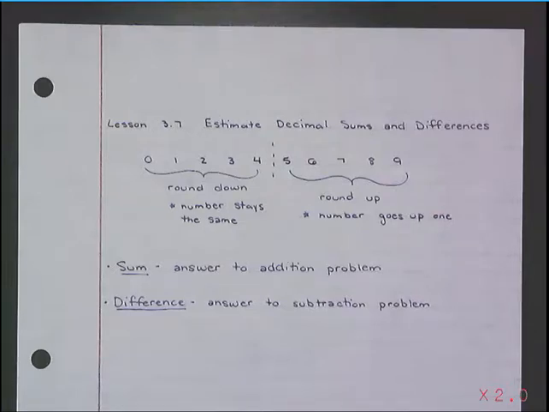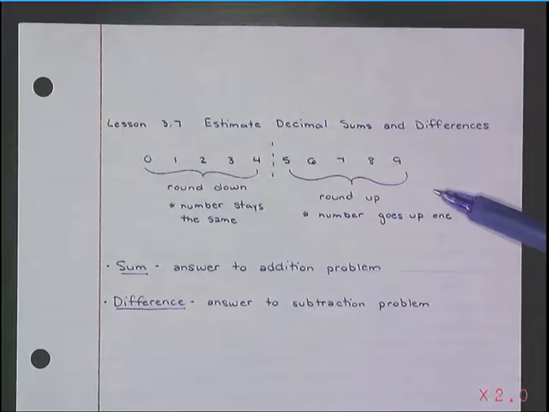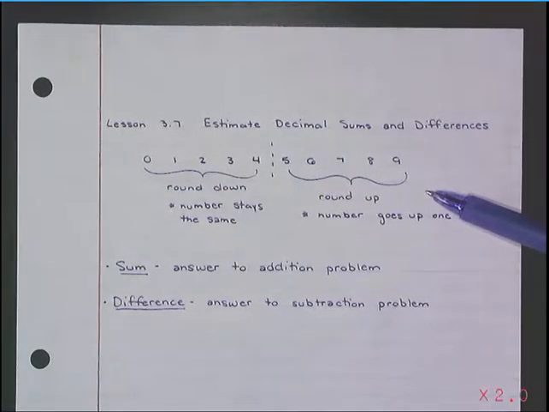Fifth graders, today's lesson is 3.7, Estimating Decimal Sums and Differences. Alright, so just a quick review before we begin. When we are estimating, we are rounding numbers, okay? So we're going to be determining, is the value closer to the number below it, or closer to the number above it?